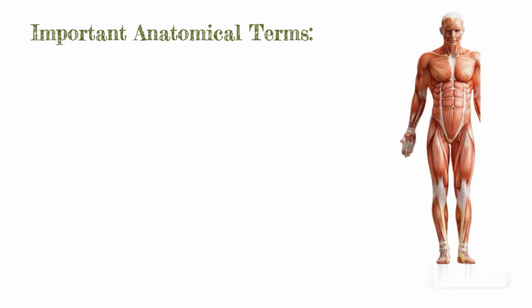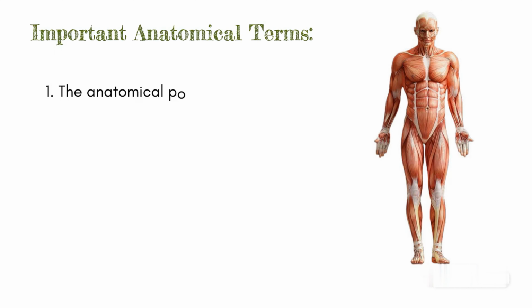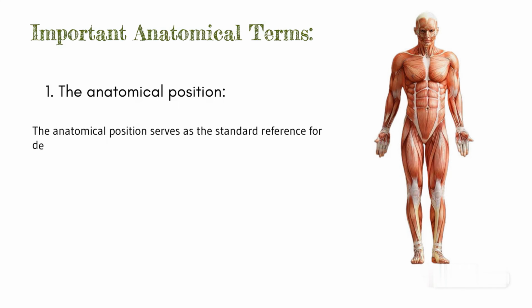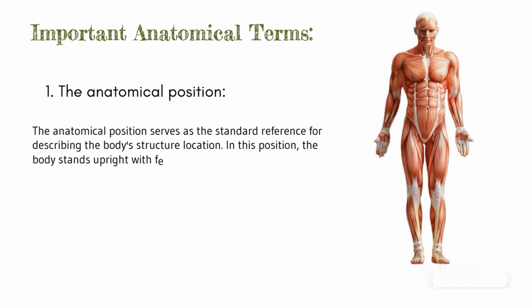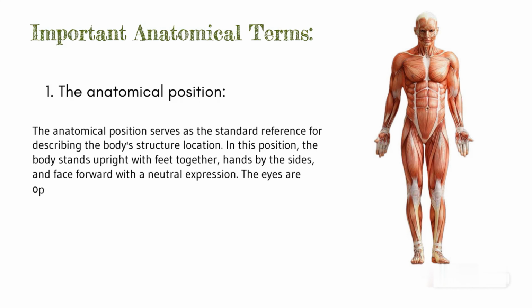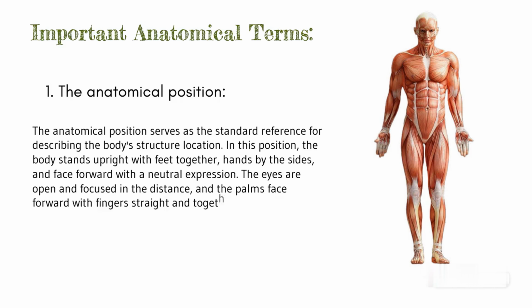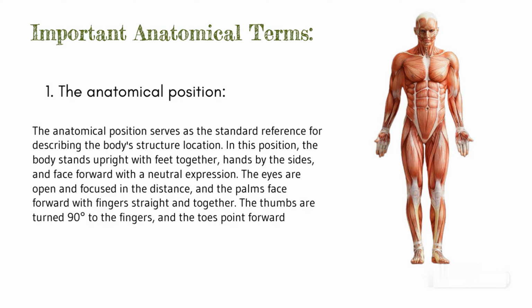Important anatomical terms. 1. The anatomical position. The anatomical position serves as the standard reference for describing the body's structure location. In this position, the body stands upright with feet together, hands by the sides, and face forward with a neutral expression. The eyes are open and focused in the distance, and the palms face forward with fingers straight and together. The thumbs are turned 90 degrees to the fingers, and the toes point forward.